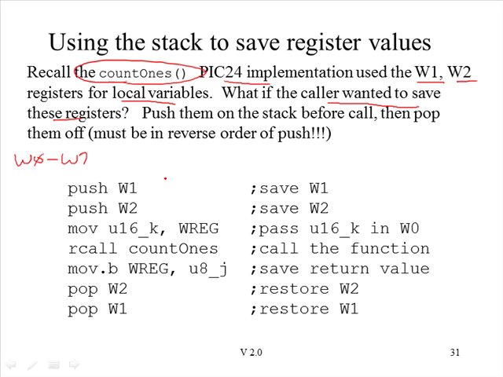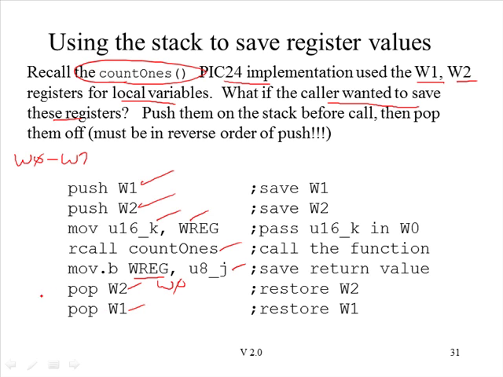Well, you simply push them on the stack before the call and then pop them off the stack after the call. So here we're going to do a push W1 on the stack. We're going to push W2 on the stack. We're going to move K to WREG to pass a parameter. We'll call the subroutine, then we'll take the return value that's sitting in W0 and we'll move it back to J.